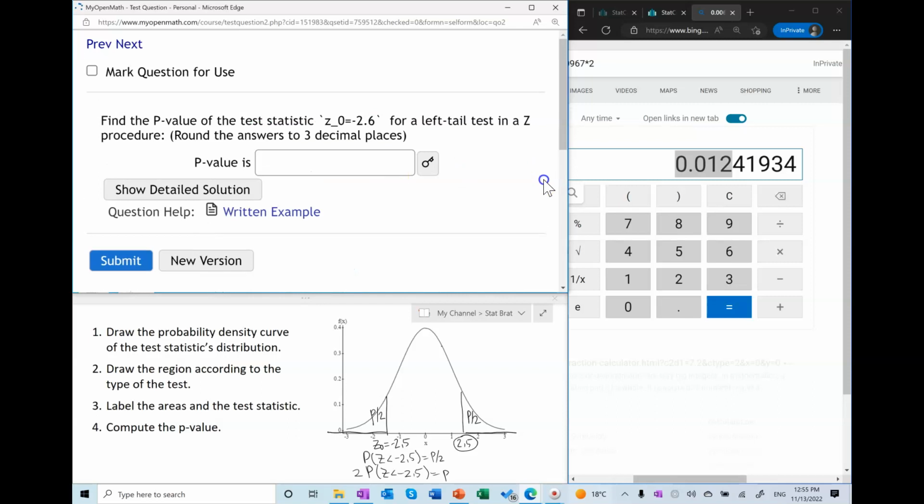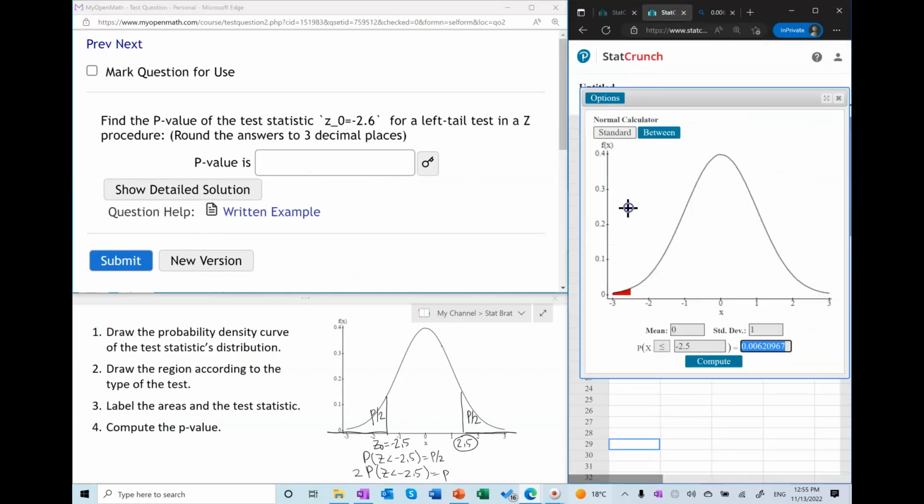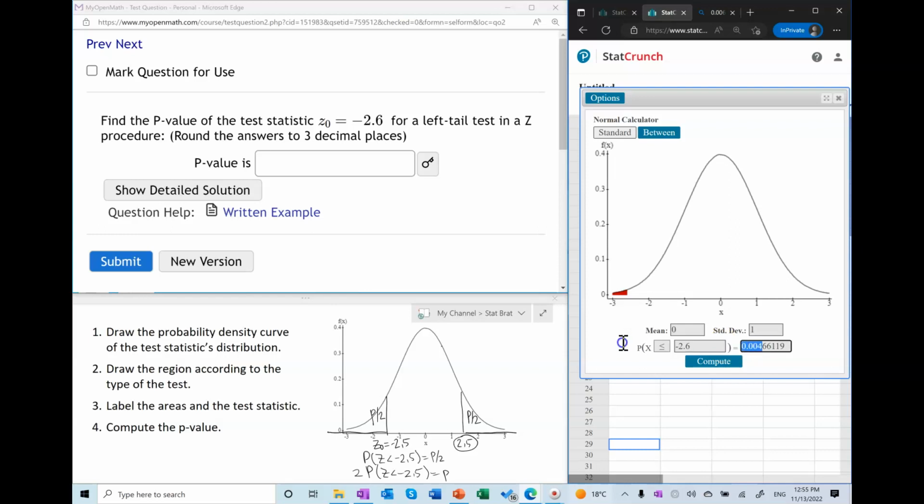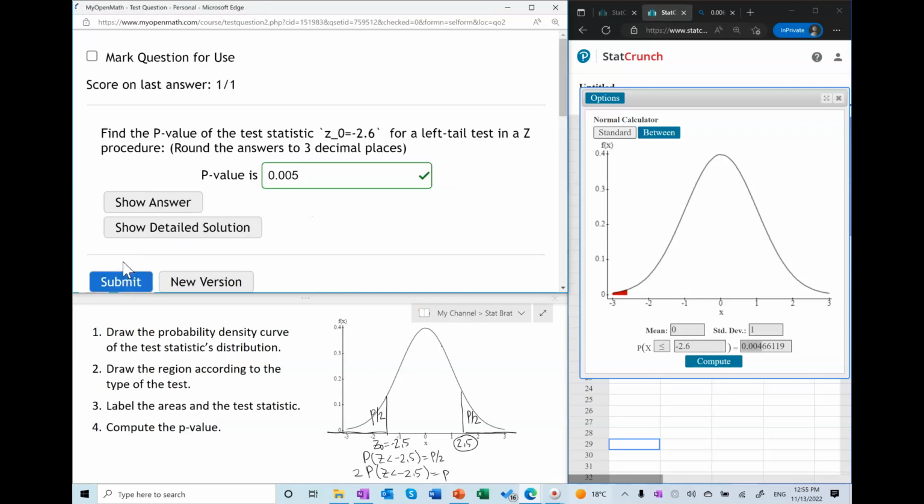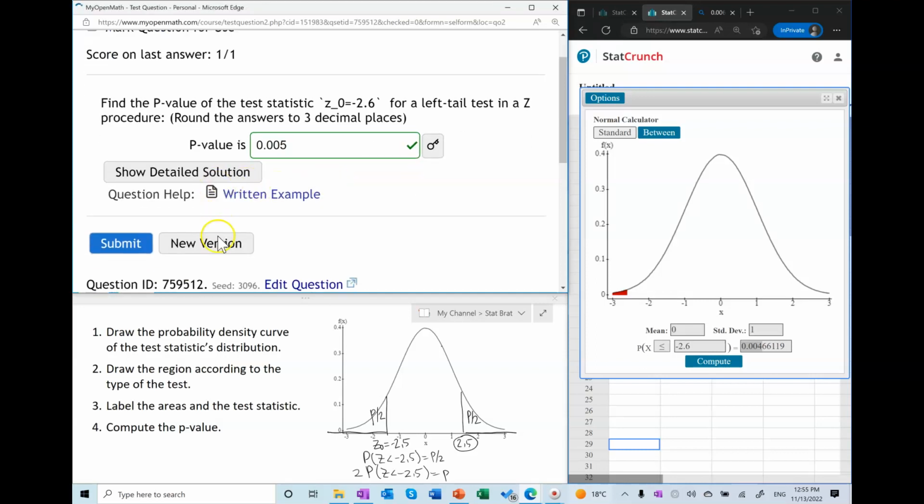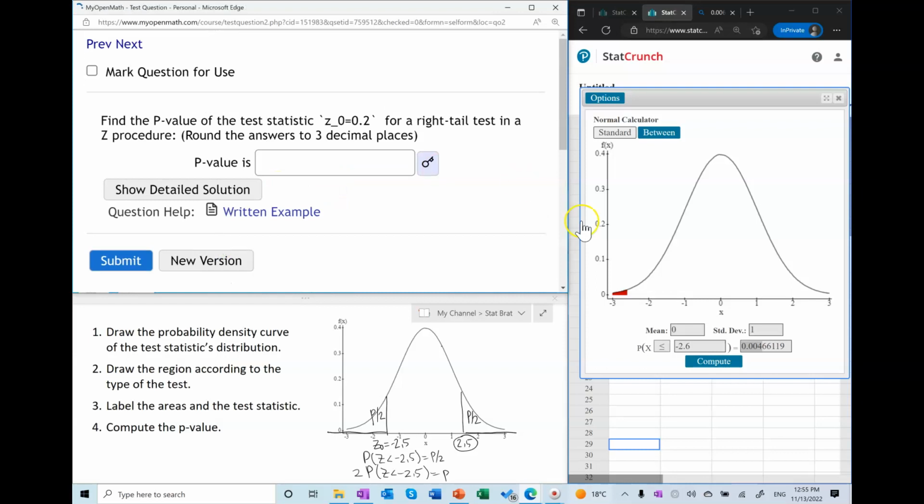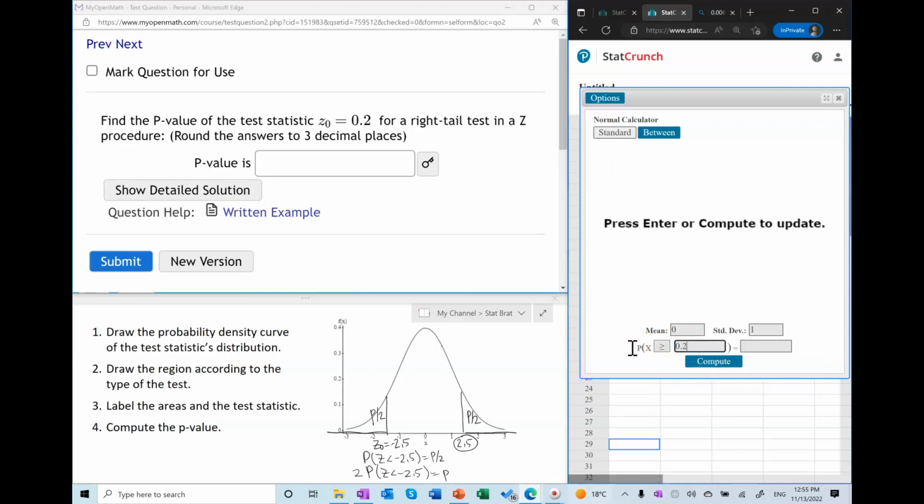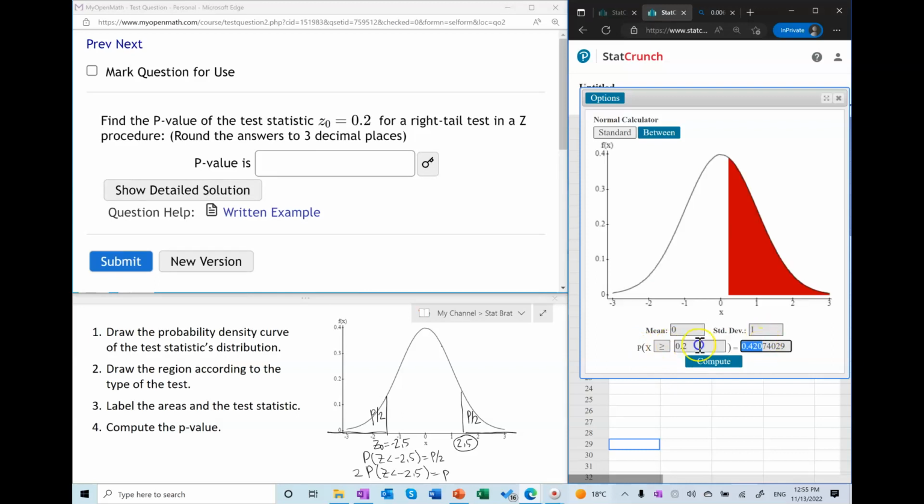All right, let's do a left-tailed test. In the left-tailed test, we simply have to find the area to the left of the test statistic. That's it. It's that easy. So this is the area to the left of the test statistic. And in the right tail, we have to find the area to the right of the test statistic. So we switch the inequality to greater than, and then we put 0.2 over here, and this is the area to the right of the test statistic.